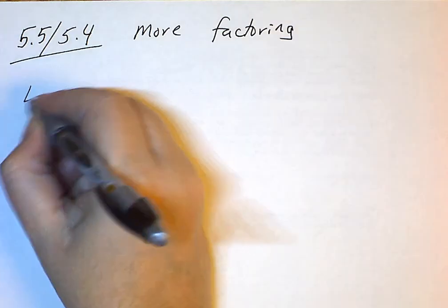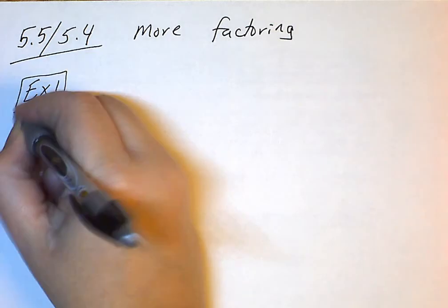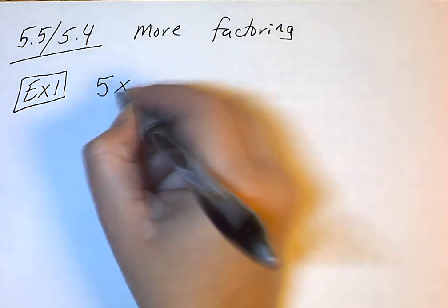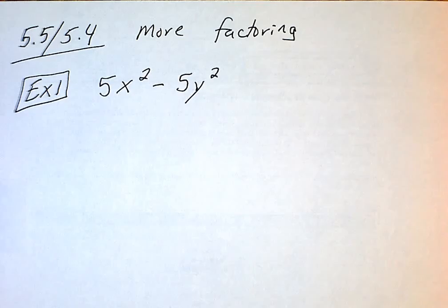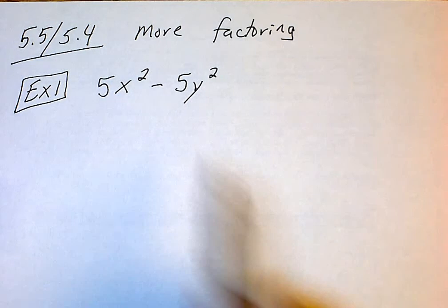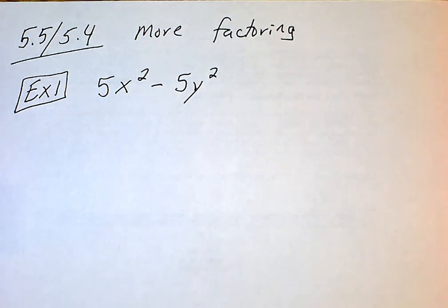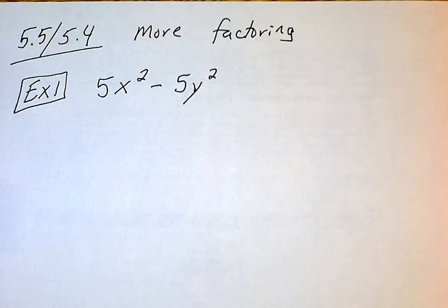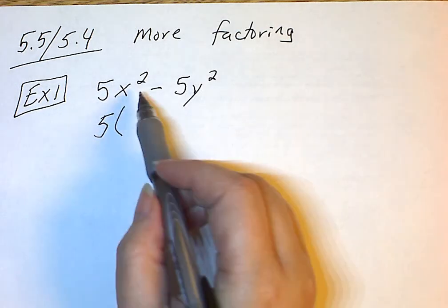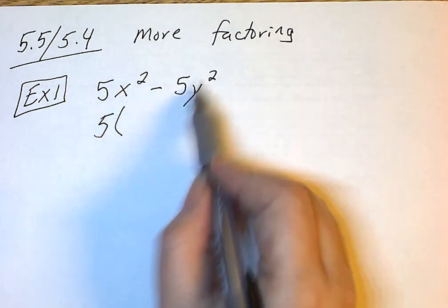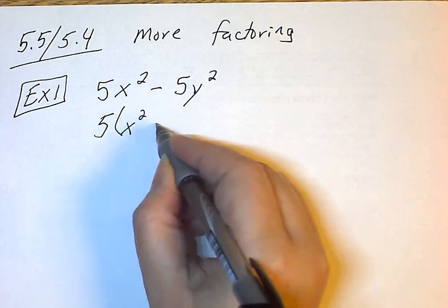Alright, so 5.5 is more factoring. Example 1: if I had 5x squared minus 5y squared, make sure you still look to see what both of those terms have in common. 5. So I'm going to pull out a 5. And what's left in this term and this term? Yeah, so we have x squared minus y squared.